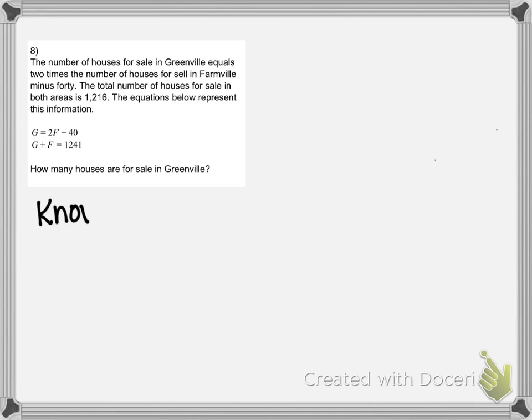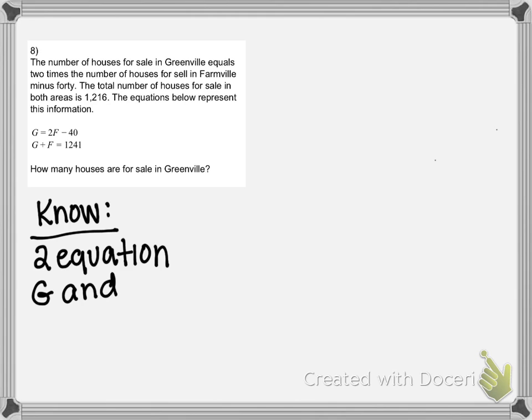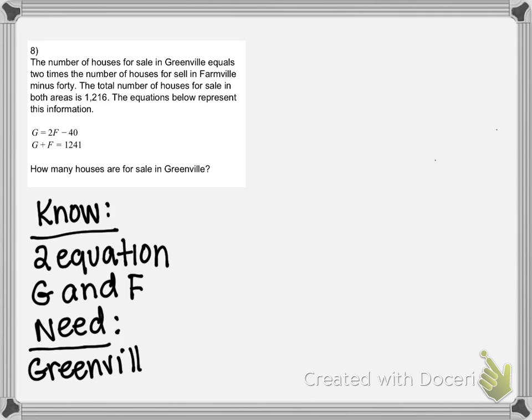Well, I know I have 2 equations. So in my 2 equations, I know that I have a G and an F, which is not going to work if I'm plugging it into Desmos. So I'm definitely going to have to transfer that G and the F over to X and Y. So we need to figure out Greenville. And let's go ahead and say that Greenville is X and Farmville is Y.